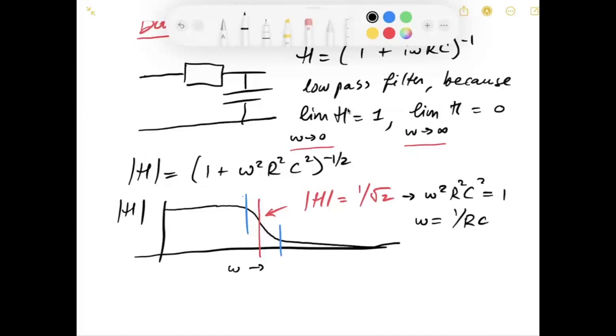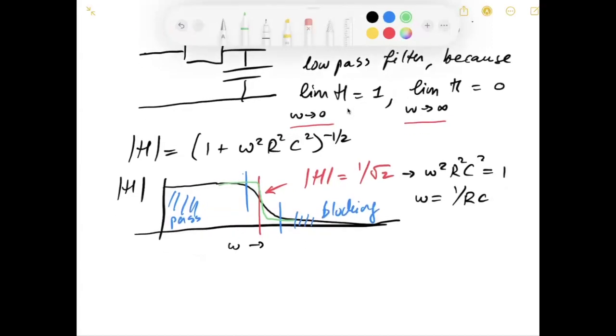So that's the characteristic frequency at which this filter goes from passing to blocking, right? So here it's passing, and here it's blocking. This is not a very, very sharp filter. You can have filters that are more fancy. They will have a much, much sharper transition. There's a whole field of study dedicated to it.